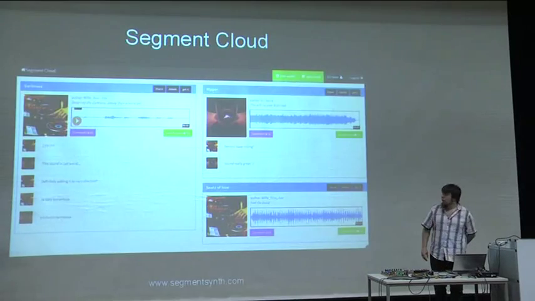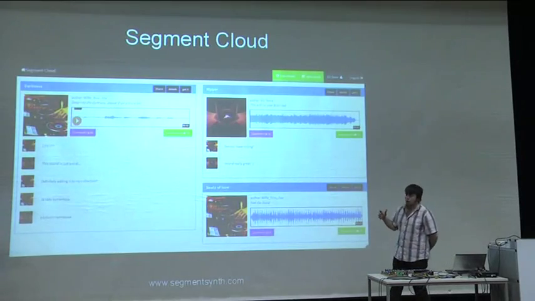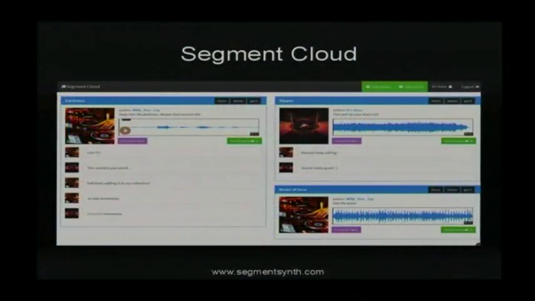This is what the current version looks like, but you might expect it would look something like this. You register your user, upload stuff, look at the waveforms, comment, like, share, and whatnot.